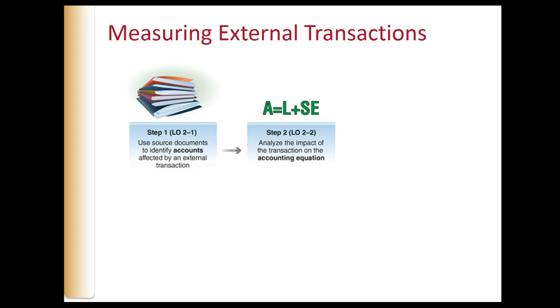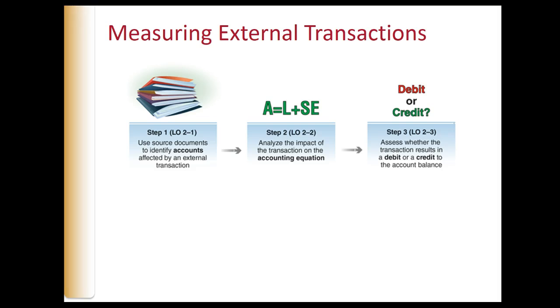Step 2. The effect of the transaction on elements of the accounting equation has to be looked at. After each transaction, assets will always equal liabilities plus stockholders' equity. So no matter what, every time we record a transaction, when we're done, assets will always equal liabilities plus stockholders' equity.